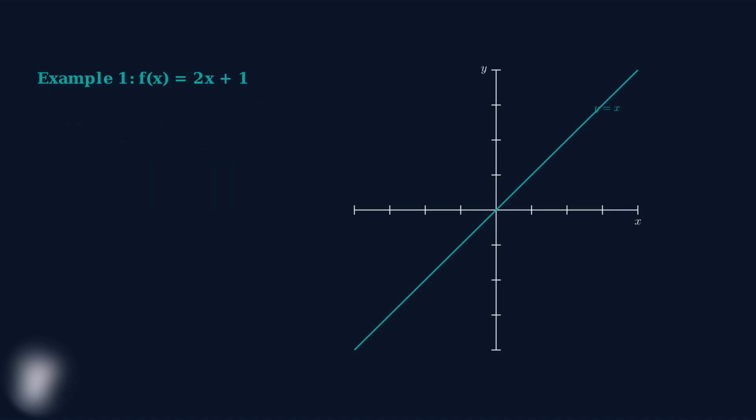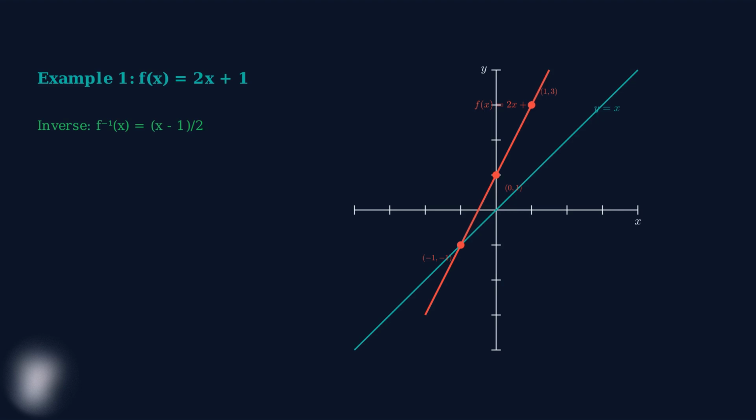Our first example uses the linear function f of x equals 2x plus 1. We'll graph this function, find its inverse, and see the reflection property in action. First, we graph the original function f of x equals 2x plus 1. This is a straight line with slope 2 and y-intercept 1. Let's identify some key points on this function. We have the points -1, -1, then 0, 1, and 1, 3. These points will help us understand the reflection property.